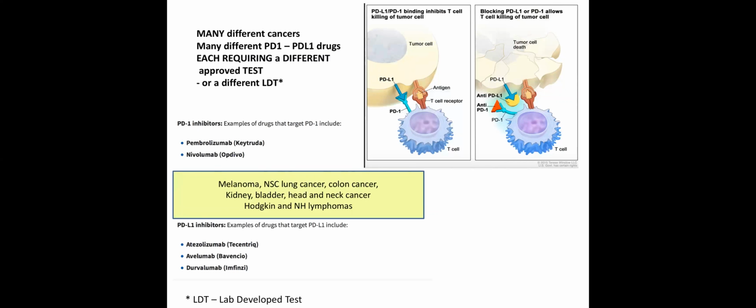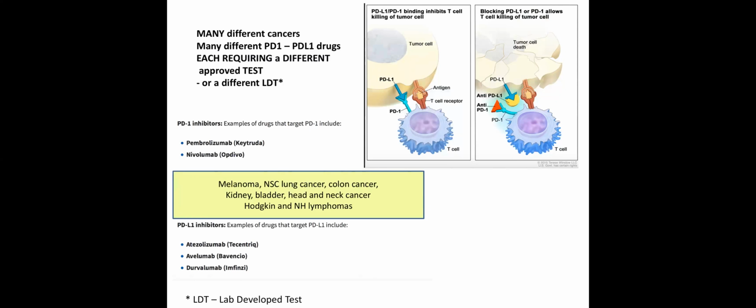Now, the complexity of this process is that the pharmaceutical industry has been incredibly innovative, and there are many different PD-1 or PD-L1 inhibitor drugs available. This chart just shows 5 of them, and it also shows 8 or 9 different tumors in which intervention with these targeted therapies has been shown to have some clinical benefit.